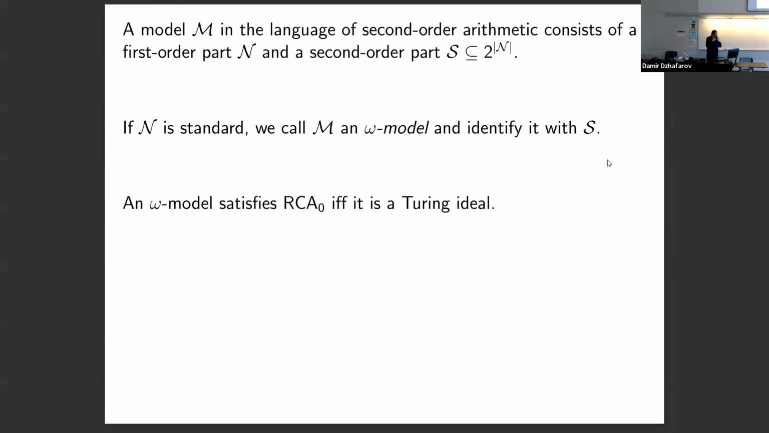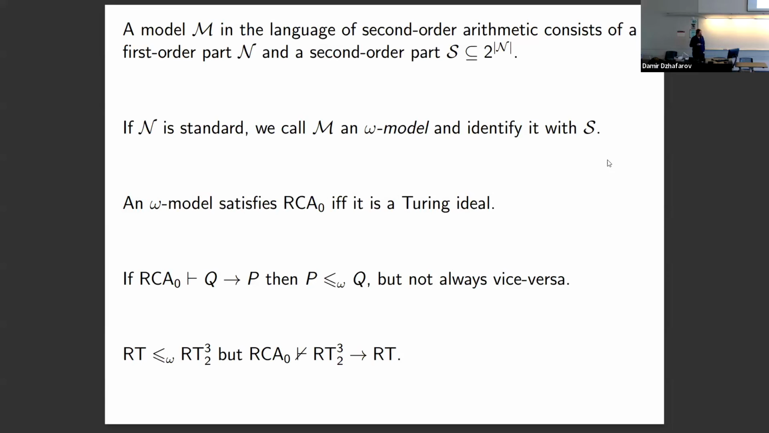Now, it is a well-known fact, goes back to Harvey Friedman's original work in developing reverse mathematics, that an omega model satisfies RCA_0 if and only if it is a Turing ideal. So that's why we call reducibility relative to Turing ideals omega reducibility, right? Because it's a reducibility relative to omega models of RCA_0. This, of course, leads to a very close connection between reverse mathematics and computability theory. Essentially, working in RCA_0 is like doing computable mathematics, except you might be working over non-standard models.